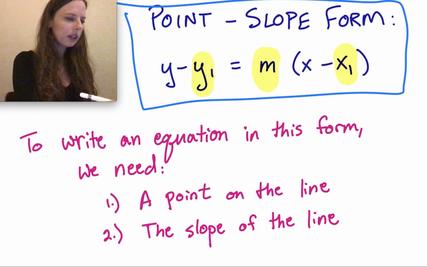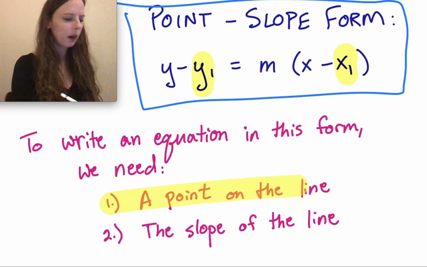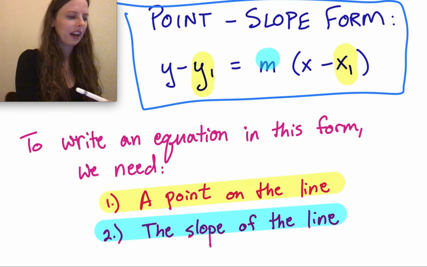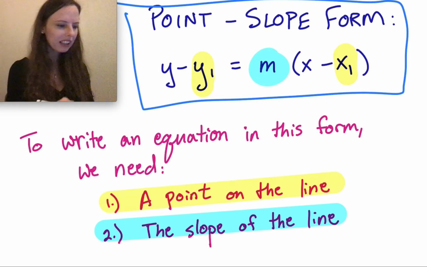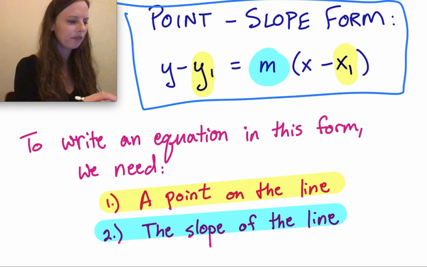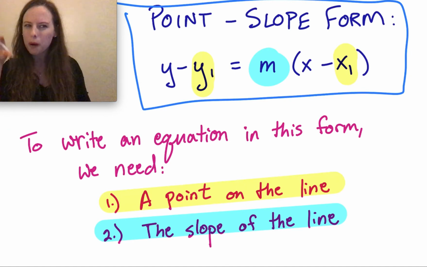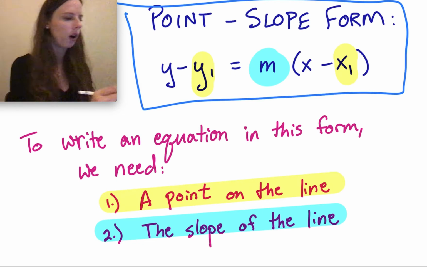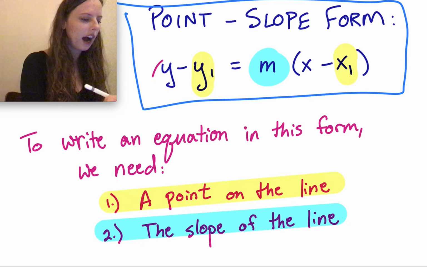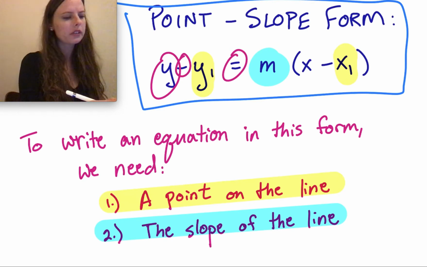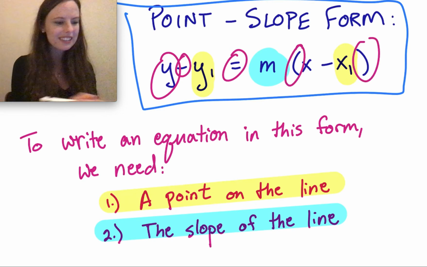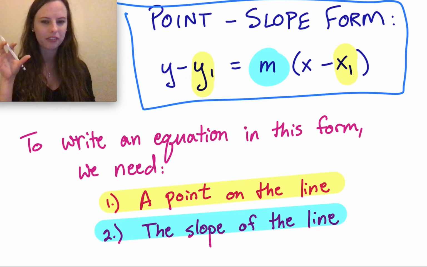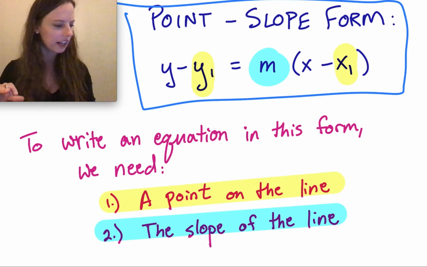So the x1 and y1, let's color code. The x1 and y1 are the point on the line, and then the slope of the line is that m. Everything else that you see here that's not highlighted is a part of the form that's just always going to be in your answer. You're always going to have that y, that minus sign, the equals, this group of parentheses, and the x minus. So all of that is just a fixed part of the form that you're always going to have as your answer.